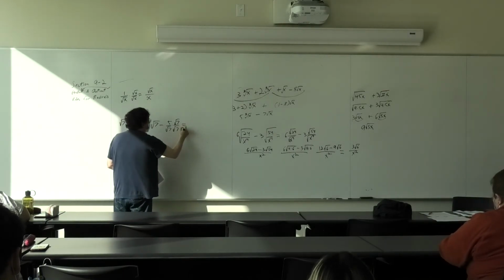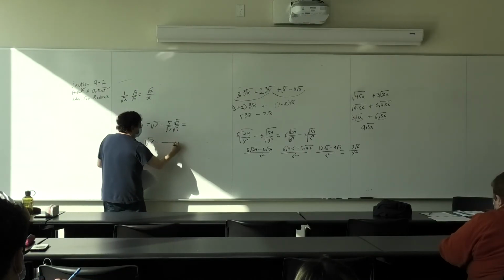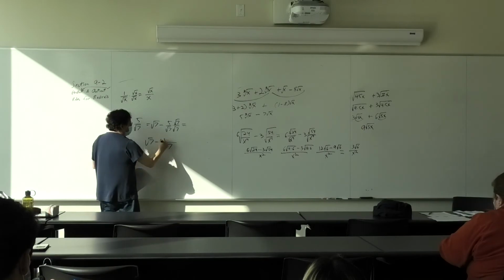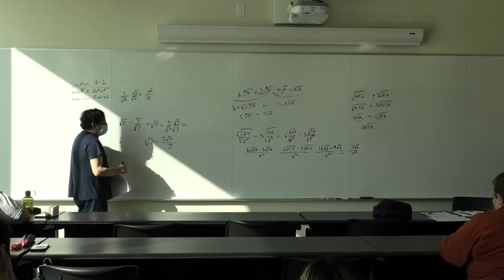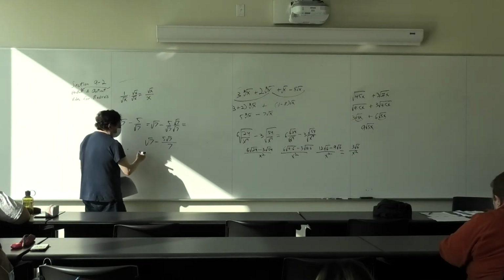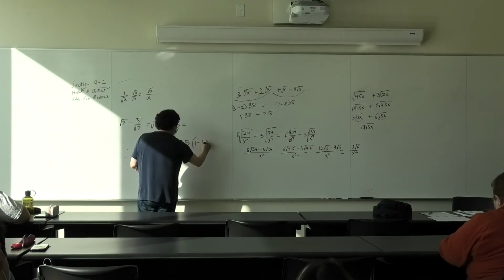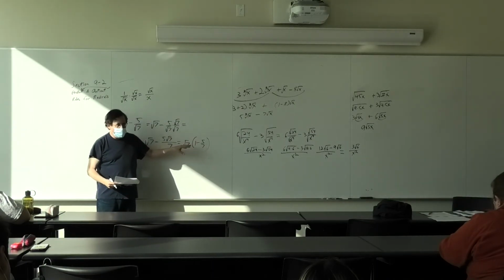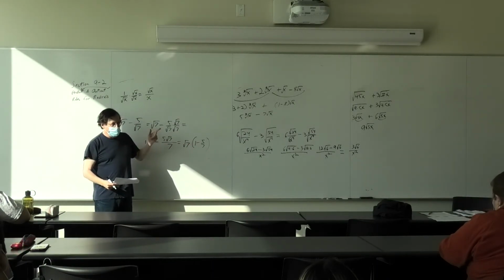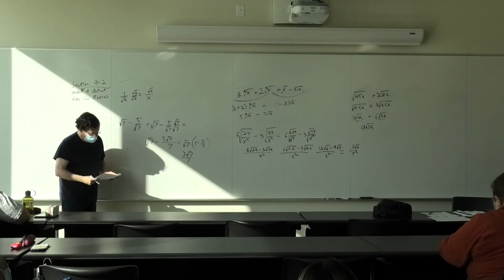Right. Square root of 7 minus, down below, now I just have 7. And on top I have 5 square root of 7. So I can take out the square root of 7 here, and I get 1 minus 5/7. Well, 1 minus 5/7 I can do in my head. That's just 2/7, right? So 2 square root of 7 over 7. I'm done.